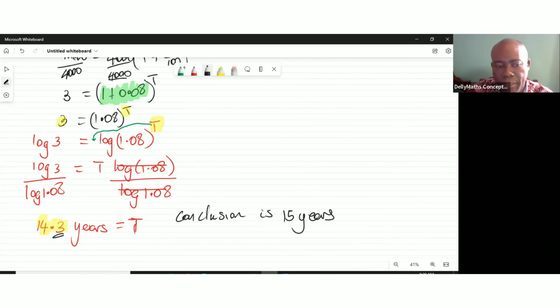Because 14.33 will give us the 12,000, we can't go beneath, we have to go further up, and we need an integer. So the next integer after 14 is 15. So 15 years would have produced at least 12,000 or more.